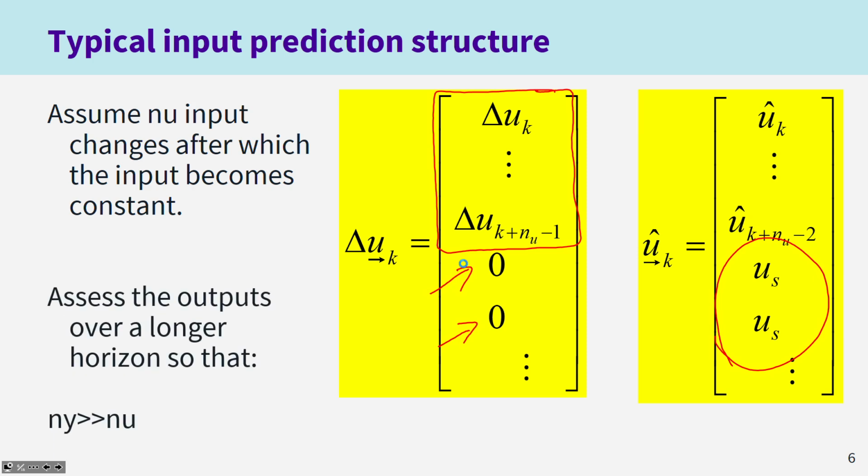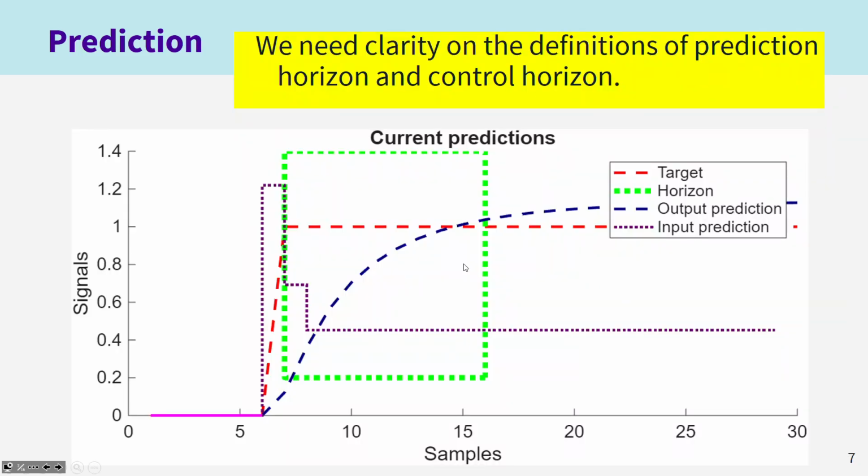We may choose to assess the outputs over a longer horizon, a horizon of NY, so typically NY is much bigger than NU. So here's an example of a typical prediction structure. If we start with the inputs, you can see the inputs here with this dotted line, and what we've done is allowed changes over a small horizon. There's a horizon of NU. So we allow some changes and then the input becomes constant.